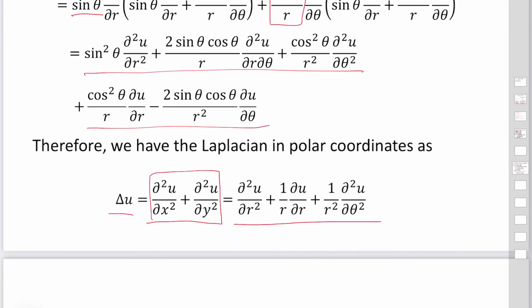Then we can express the heat equation and wave equation in polar coordinates. Okay, this is the end of the first section.